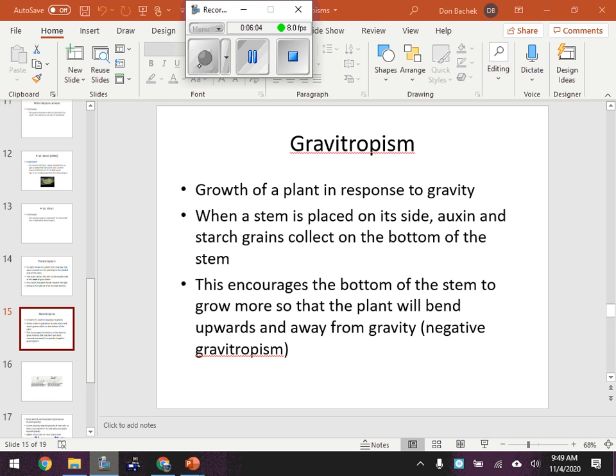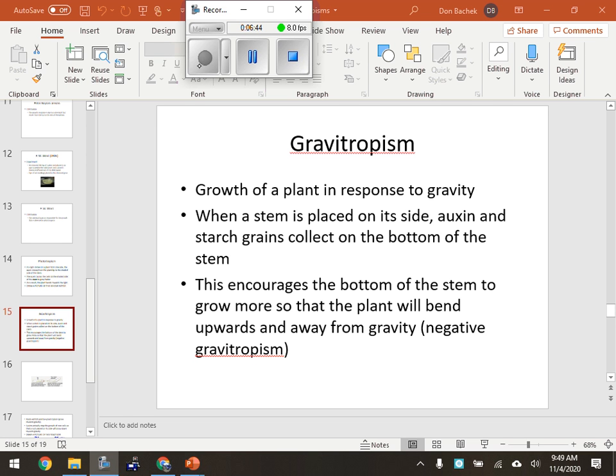So gravitropism is the growth of a plant in response to gravity. When a stem is placed on its side, auxin and starch grains collect at the bottom of the stem. This is due to gravity. So if you put a plant horizontally, everything gets sucked to the bottom because of gravity. Because it goes to the bottom, this encourages the bottom of the stem to grow more, so the plant will bend upwards and away from gravity, basically. So it's what we call negative gravitropism. It's the opposite. It doesn't go with gravity, it goes against gravity.